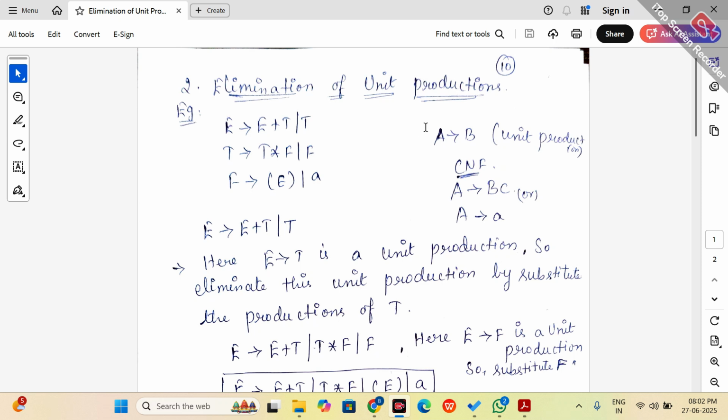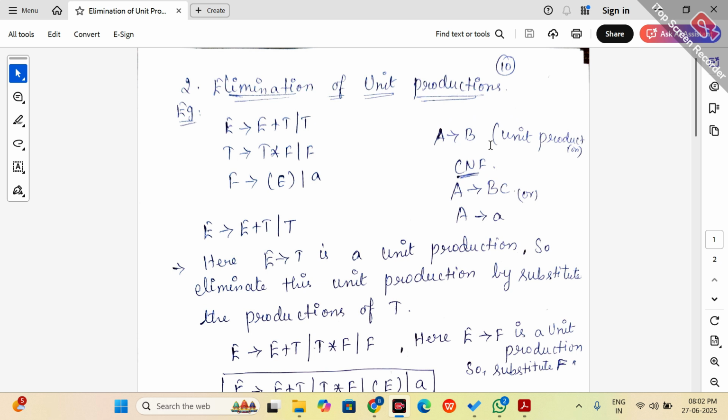Why we have to eliminate this kind of production: only then is it possible to convert the given grammar into Chomsky normal form. That is the next topic, Chomsky normal form. I'll explain it later. Now I have to explain the general format of Chomsky normal form.